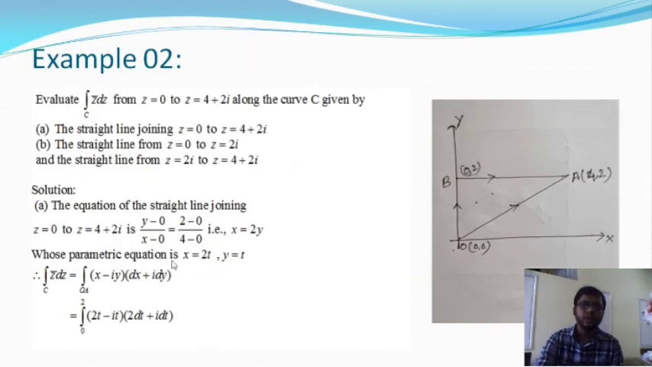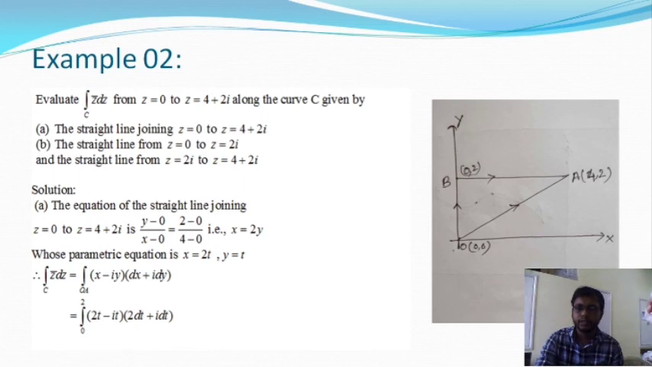Next we are going to talk about the second example on curve representation of integration. So here is the example. The integration over c of z bar dz from z is equal to 0 to z is equal to 4 plus 2i along the curve c, which is given by: first, the straight line joining the point z is equal to 0 to z is equal to 4 plus 2i, and the second, the straight line from z is equal to 0 to z is equal to 2i, and the straight line from z is equal to 2i to z is equal to 4 plus 2i. Look at the figure here.